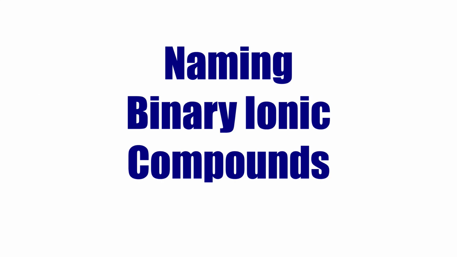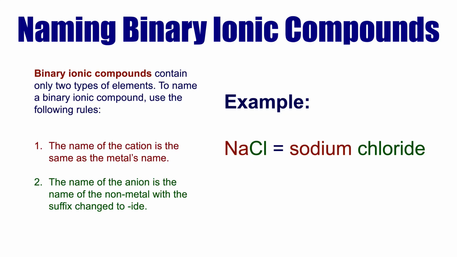The next thing that we need to look at is figuring out the names of ionic compounds. So a binary ionic compound is only going to contain a metal and a nonmetal. In order to name a binary ionic compound, you use the following rules. The name of the metal is going to stay the same. However, the name of the nonmetal needs to be changed. You need to change the ending to "ide." So for NaCl, sodium stays the same, but chlorine, the nonmetal, you need to change the ending to "ide." So the name of this compound is going to be sodium chloride.